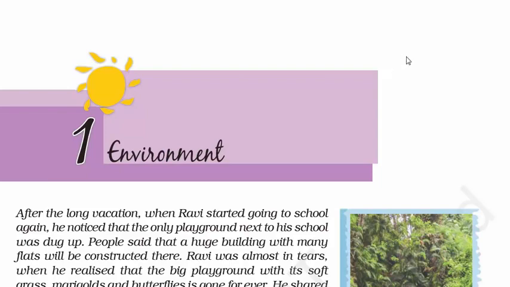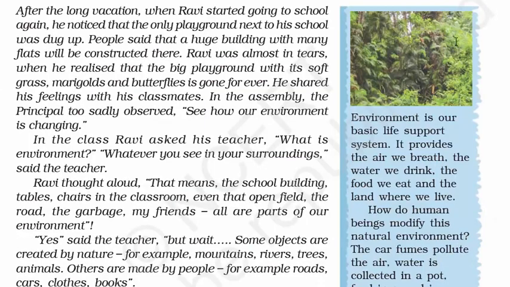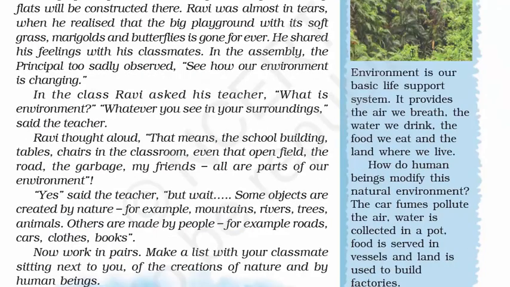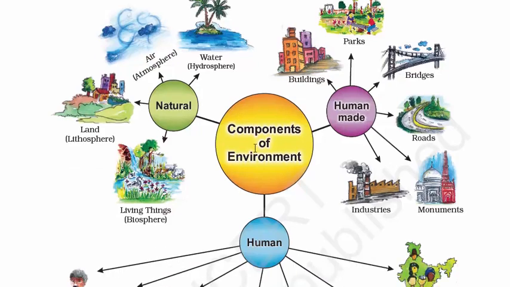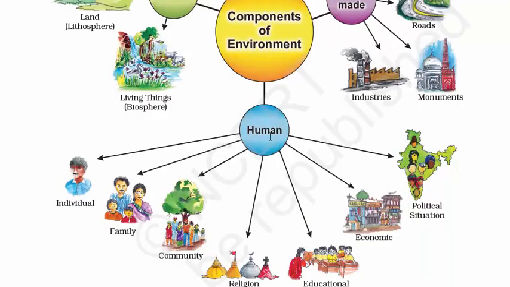Chapter 1 Environment. In this chapter, we'll read about whatever you see in the environment, what the environment is composed of, and what the growing threats to the environment are. Have a look at this picture that says components of environment. It's very nicely drafted in a map sort of a thing where you can easily understand the various components of environment. We have nature, we have human made things, and then we have humans.